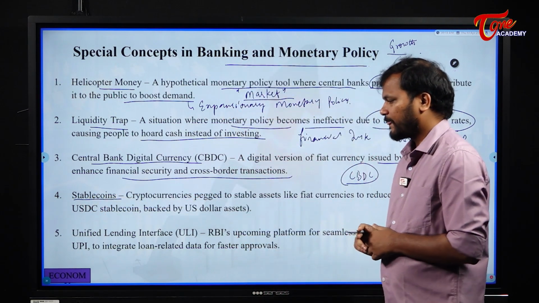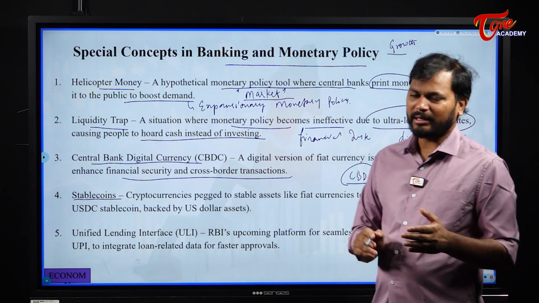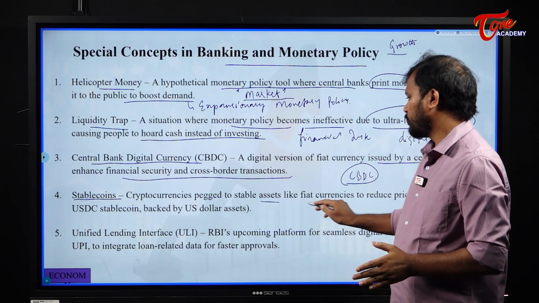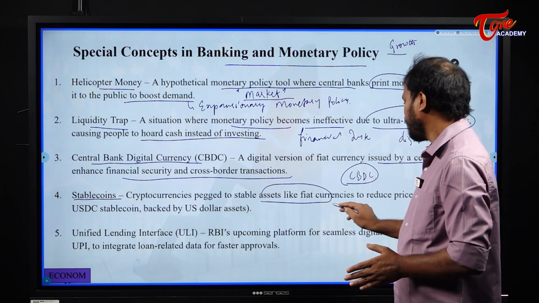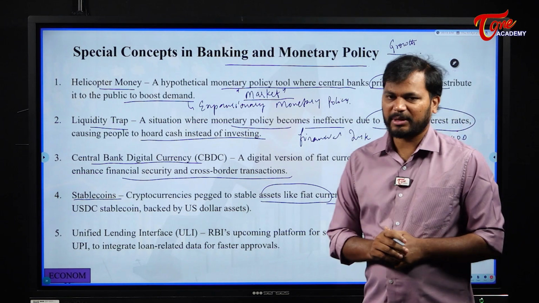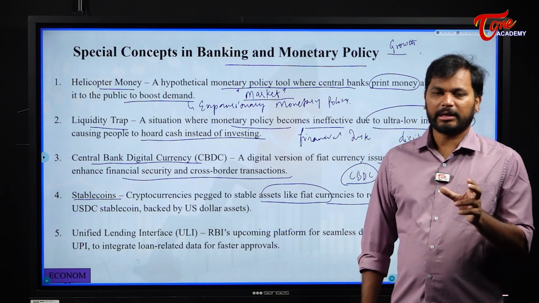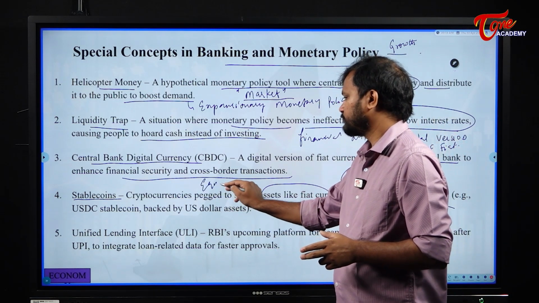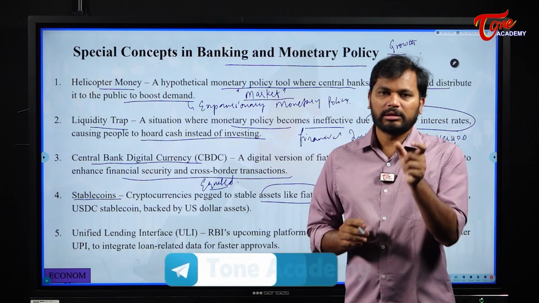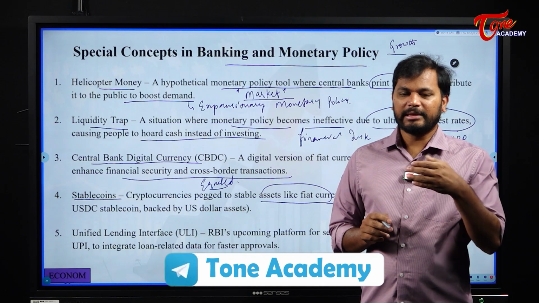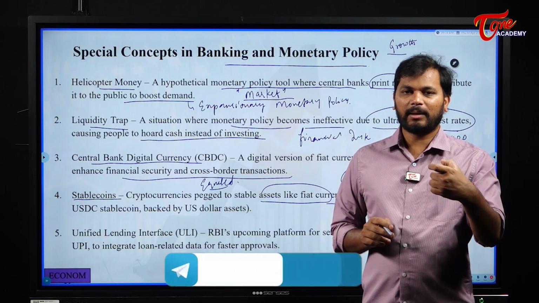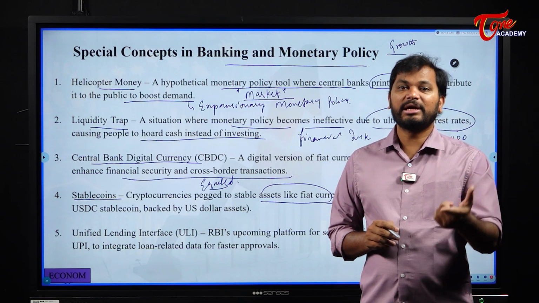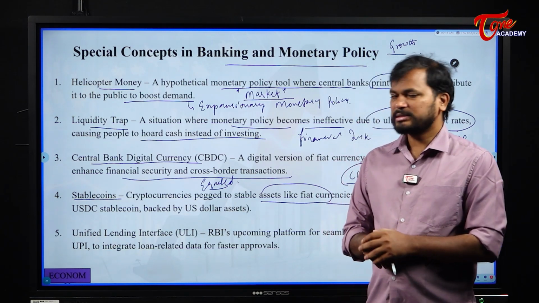Next, stable coins. Stable coins are nothing but cryptocurrencies which are pegged to stable assets like fiat currencies to reduce price volatility. Pegged means equated. The value of the cryptocurrency is equal to or compared with a prominent international currency or prominent fiat currency, and that is what is called stable coins.